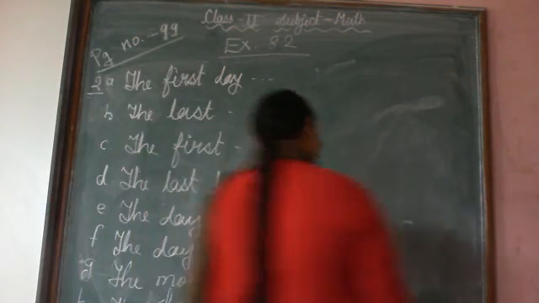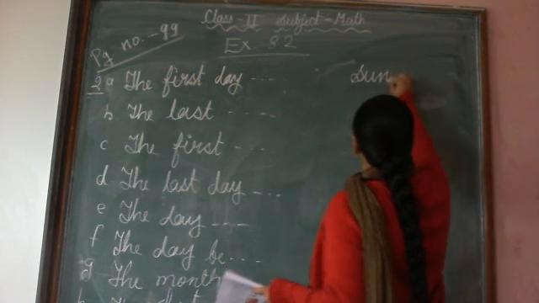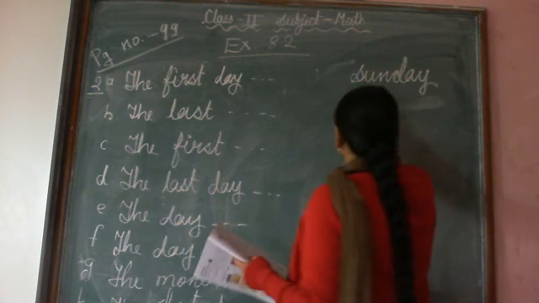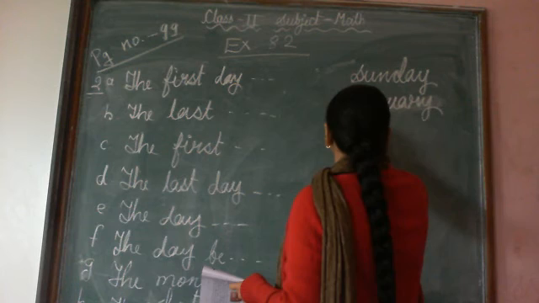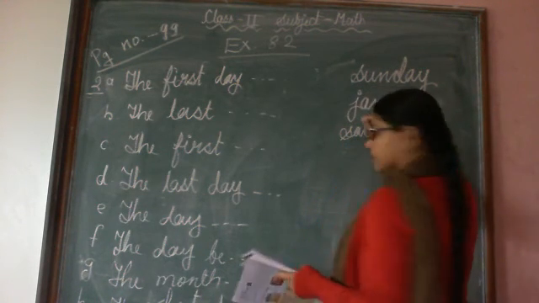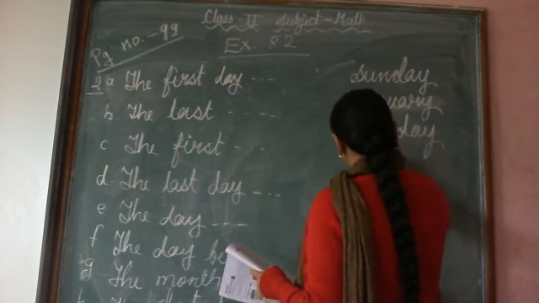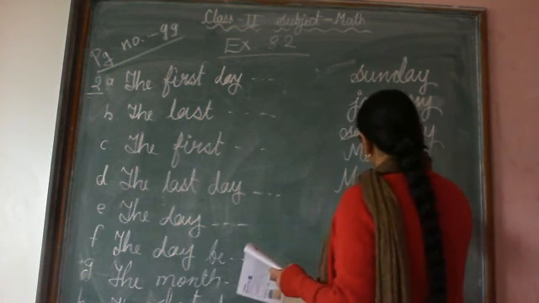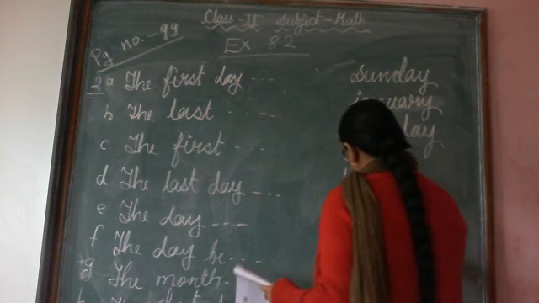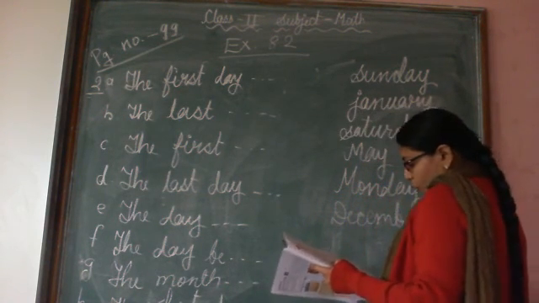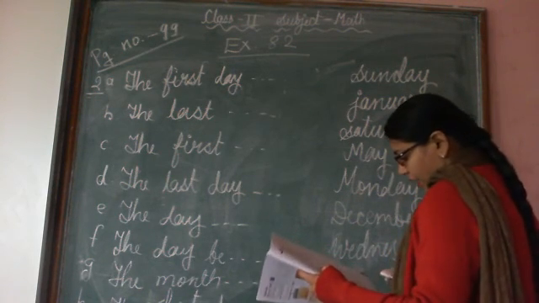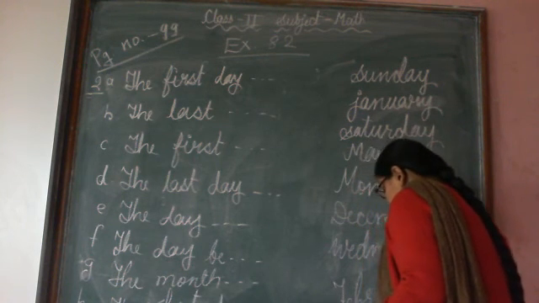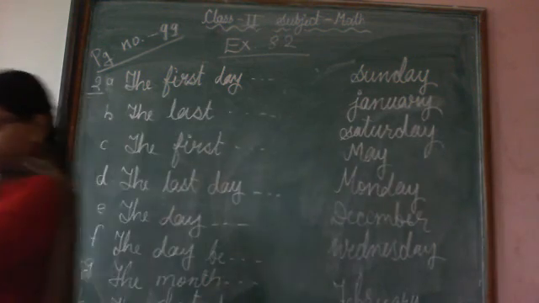Now column B: Sunday, January, Saturday, May, Monday, December, Wednesday, and at last February. Okay. So let's match the columns.